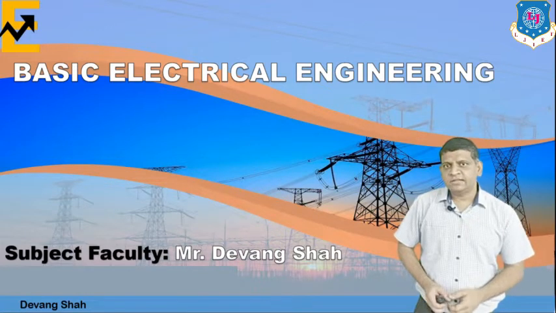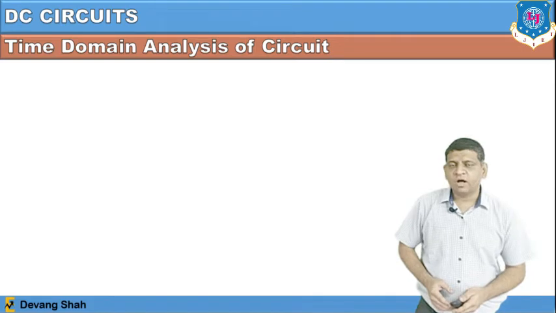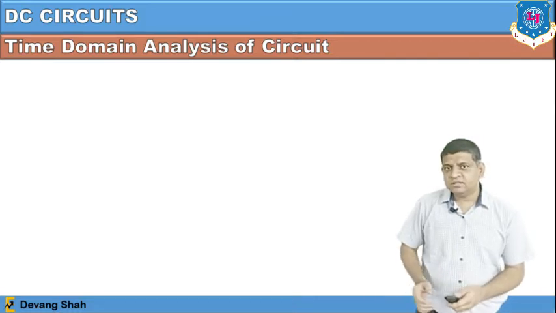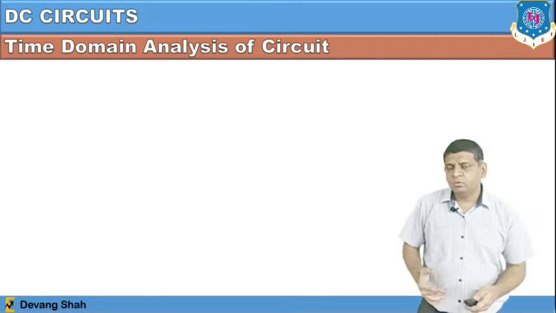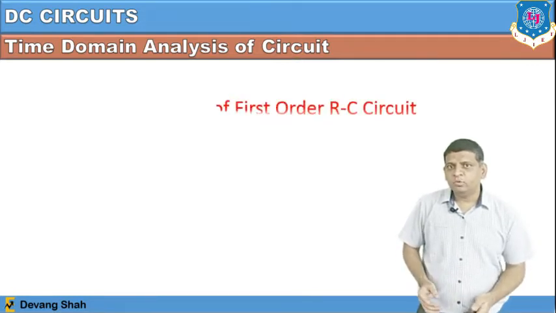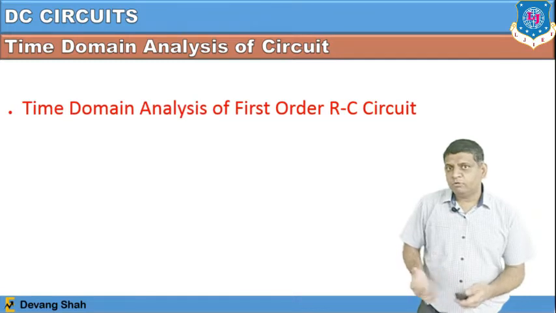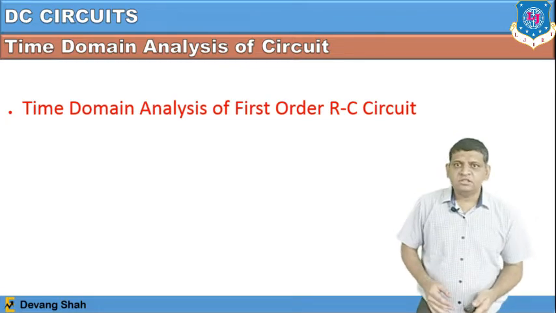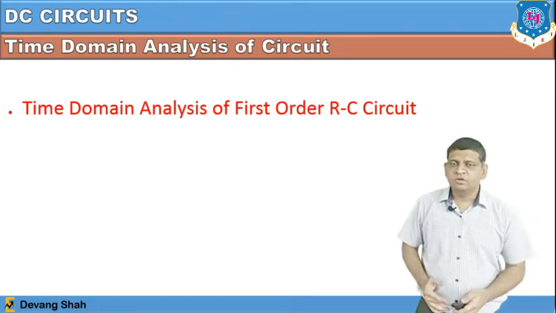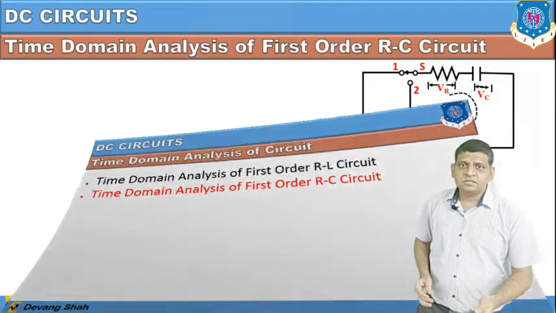In our previous lecture, we covered time domain analysis of the RL first order circuit, where we took a series combination of R and L, resistance and inductor, and applied a DC source. Now the same phenomena we are going to repeat, not for an RL circuit, but for an RC circuit. So our today's topic is time domain analysis of first order RC circuit.